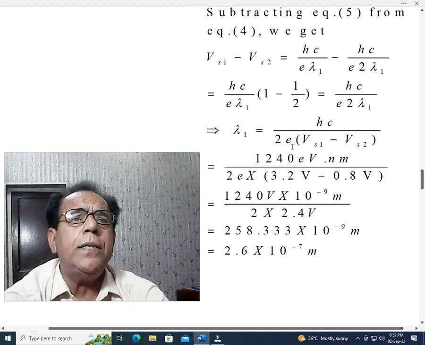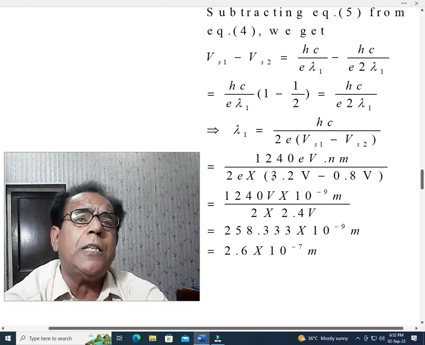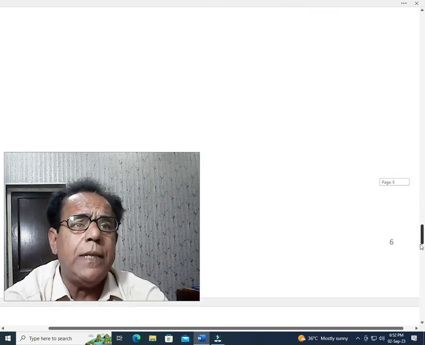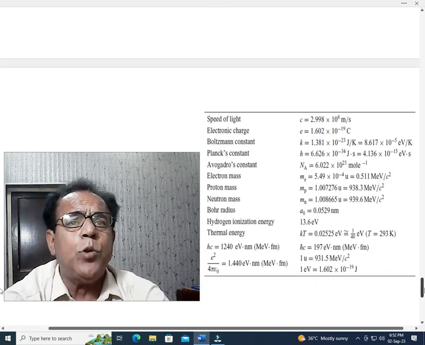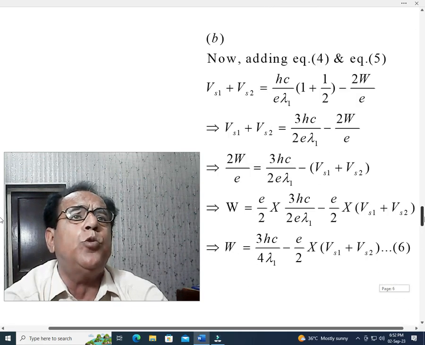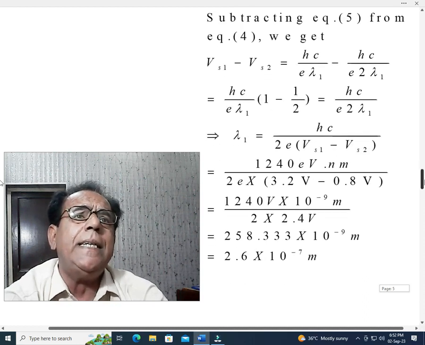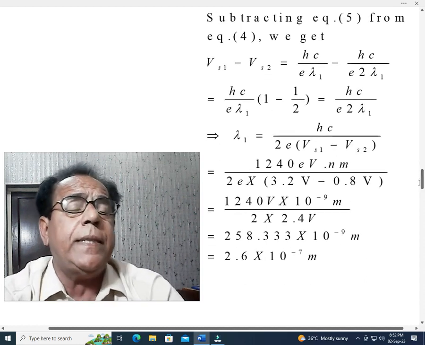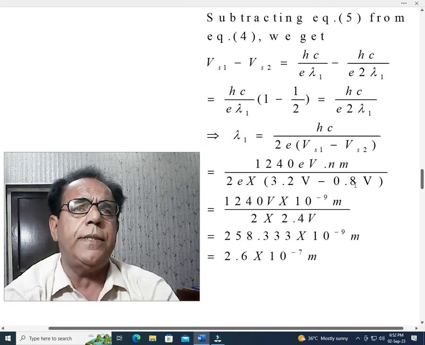Moreover, we can also take the value of e, but we do not need this value because this expression will be cancelled out. Otherwise the value of e is also given in that table, at the end. But in this case we do not need to put this value, because the e in the numerator will be cancelled out with the e in the denominator, and hence lambda 1 will become equal to this.